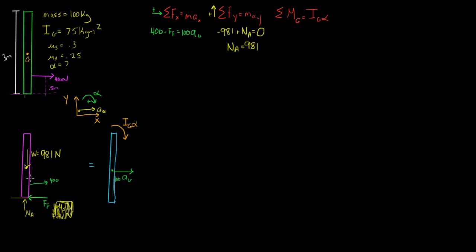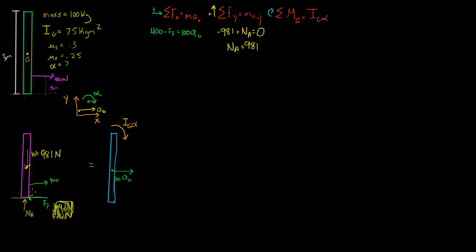And finally, we're going to have the sum of the moments about point G. Point G is the center of mass right here, and this is equal to our moment of inertia about our center of mass times our angular acceleration. But look, this normal force goes right through our center of mass. Our weight goes right through our center of mass. So the only two forces that have any moment on our system are this 400 Newton force that we're applying and this frictional force. And this is the way we said is positive.